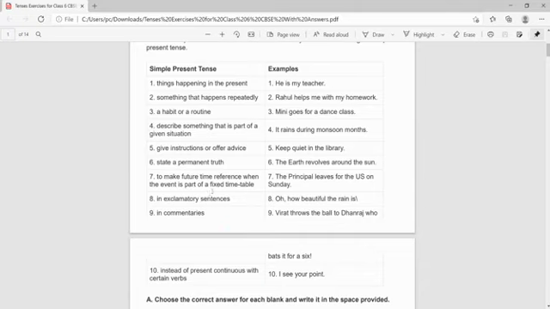In the simple present tense, for example, if you talk about things that are happening in the present, he is my teacher. It is a present tense. Clear?